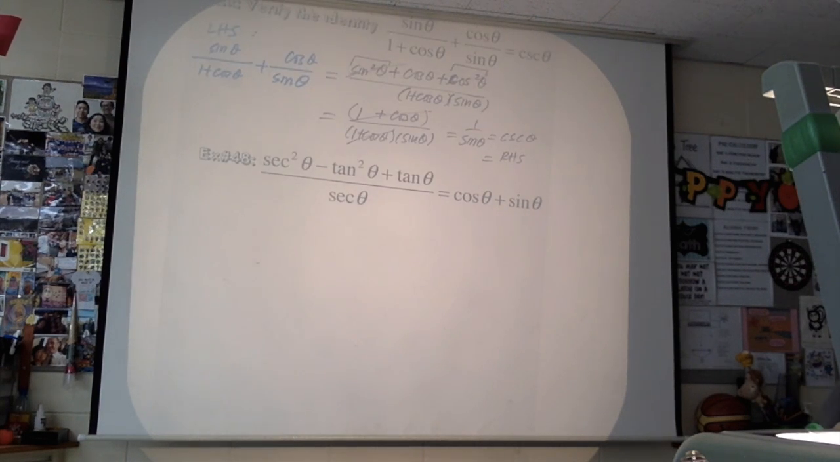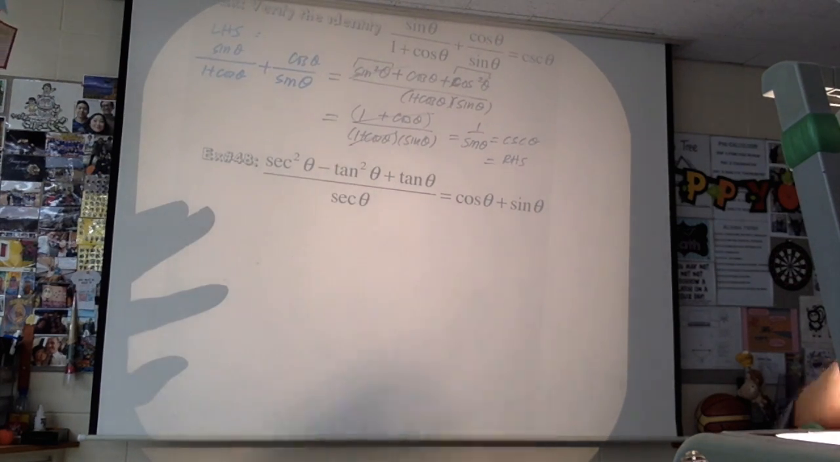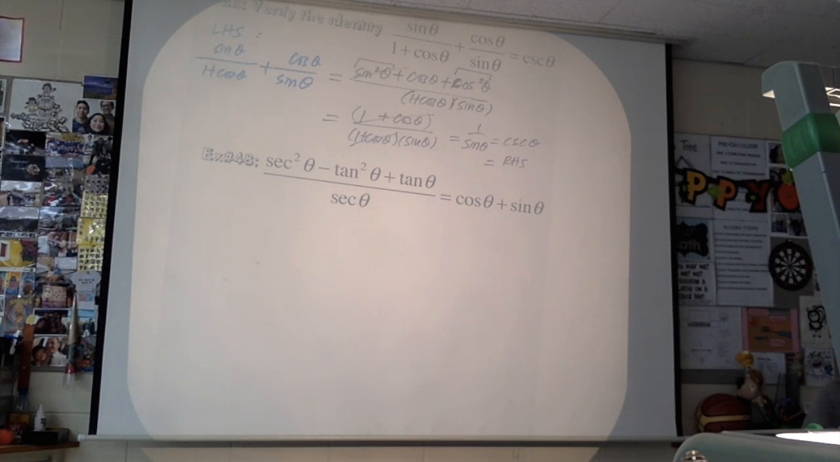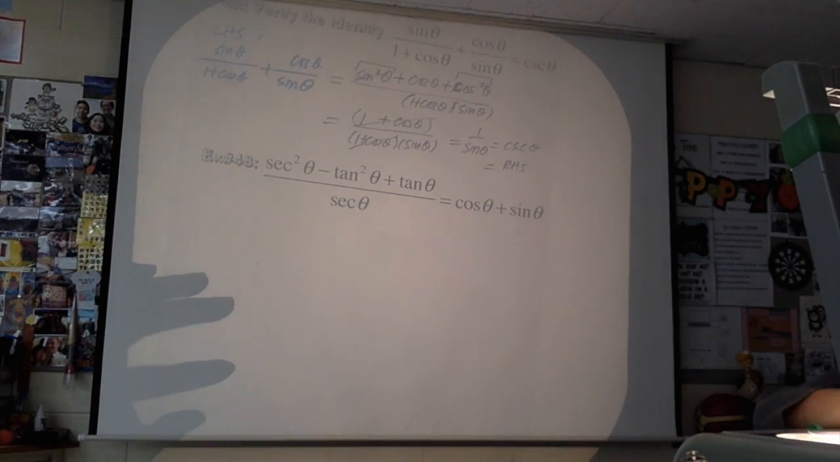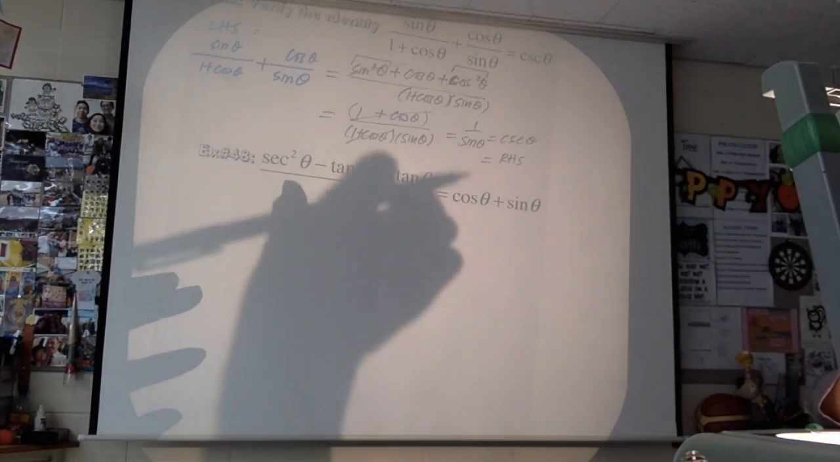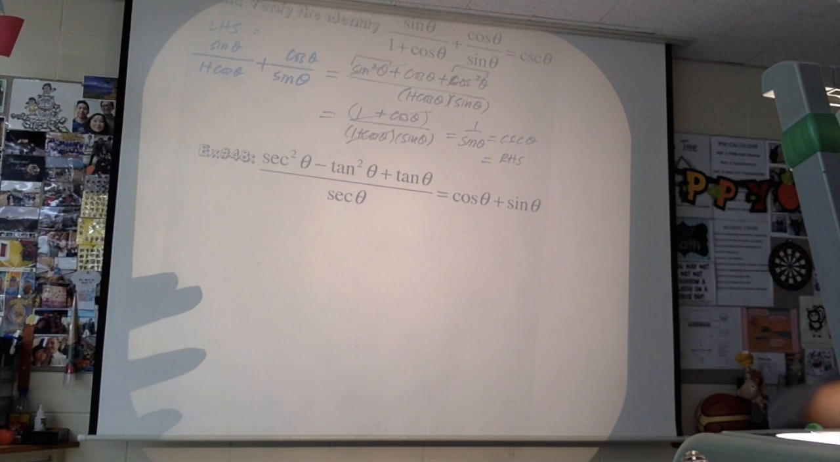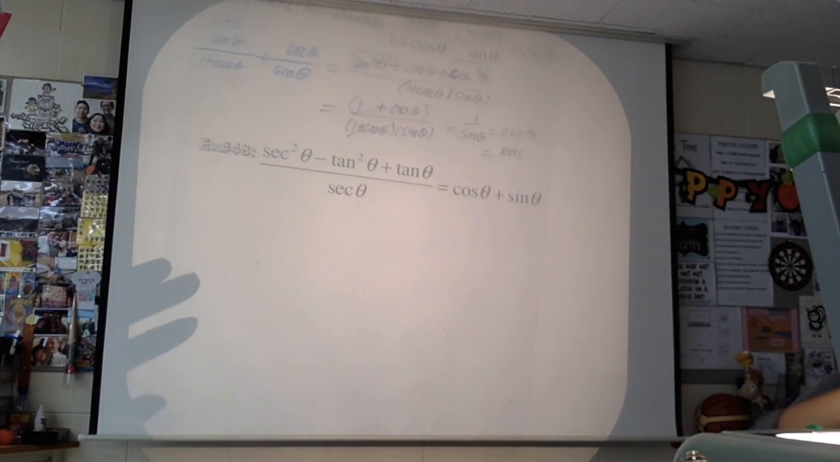Now, this is number 48. Whoa. It looks so long because it's secant squared theta minus tangent squared theta plus tangent theta plus secant over secant theta. And you guys, honestly, it doesn't matter which side you choose. But I feel like to me, it's easier if I choose a complicated side and I make it equal the less complicated side.